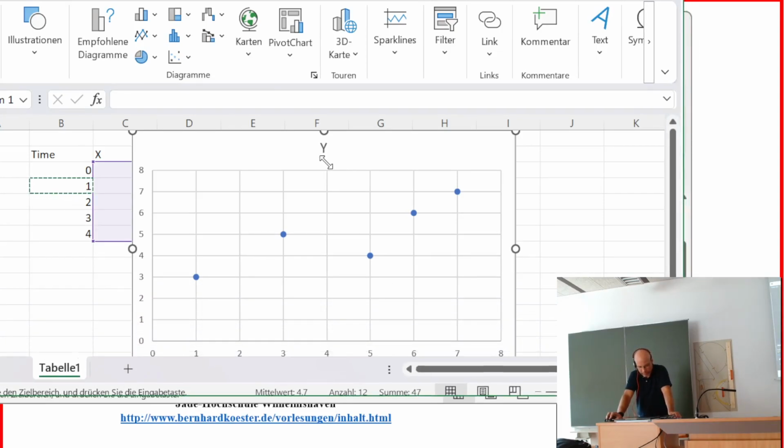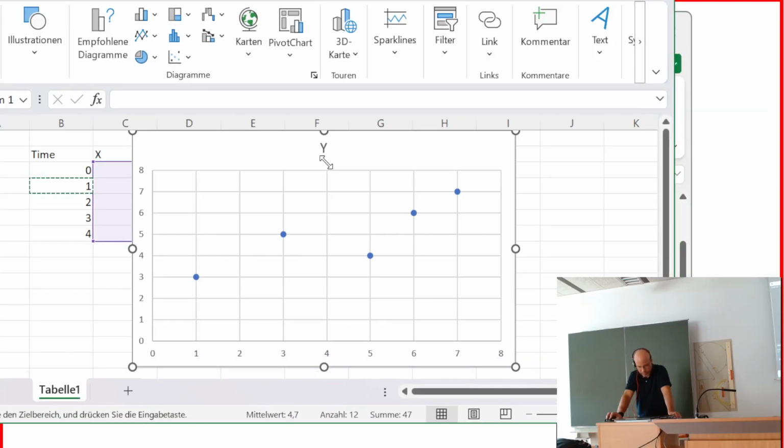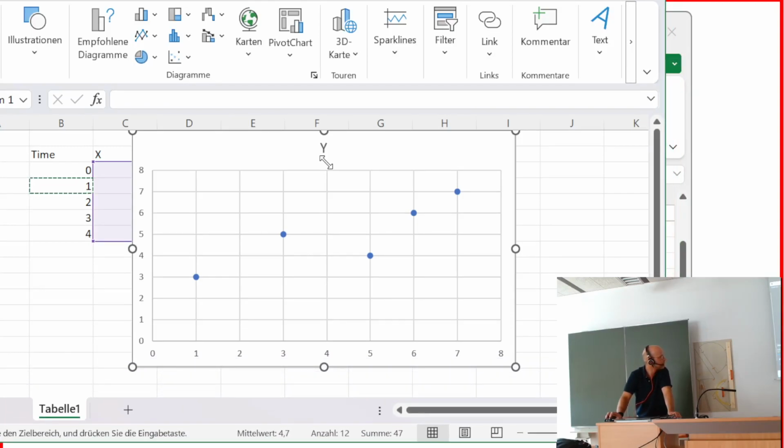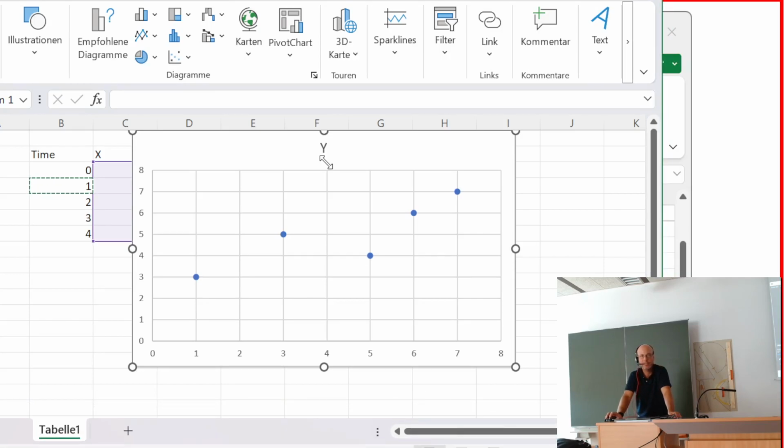So my processor is going down. Hopefully it doesn't crash.